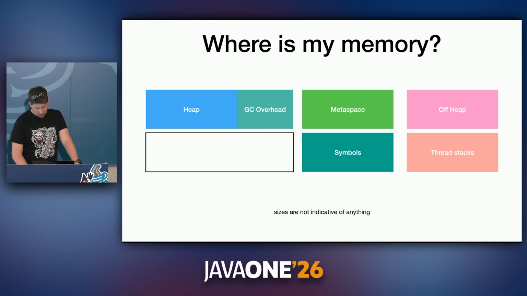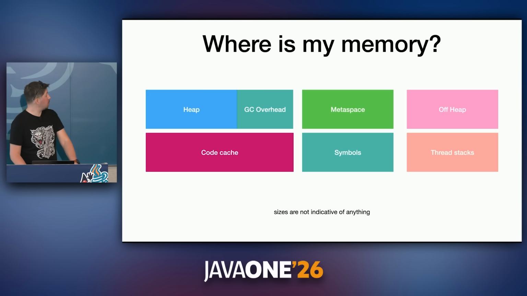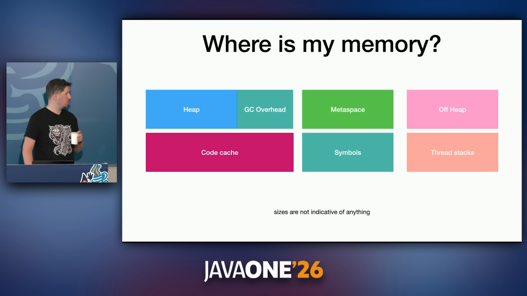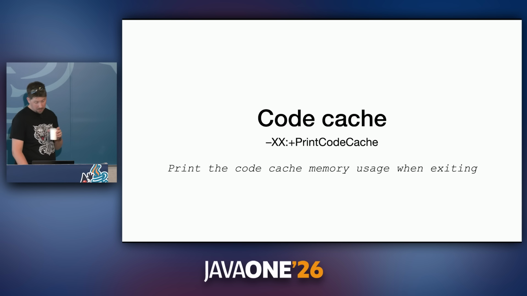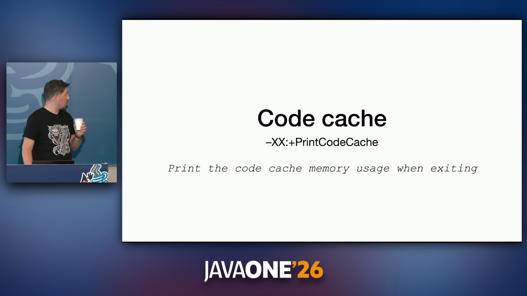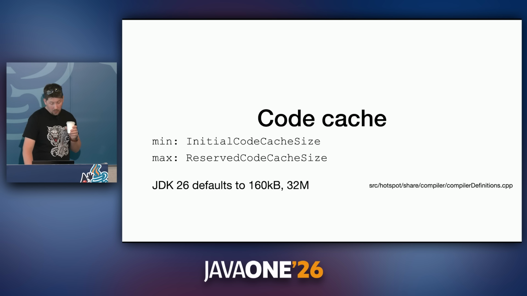Symbols, I promised not to talk about. And we're going to mention code cache. Code cache, so the space in which the compiler is going to store the bits that it wants. You can print code cache statistics when the JVM process exits. You can ask it to be emitted at other intervals. There are more options, obviously, than this. Why do I mention that? Because there is an initial and there is a limit. The defaults are 160 kilobytes and 32 megabytes, respectively.